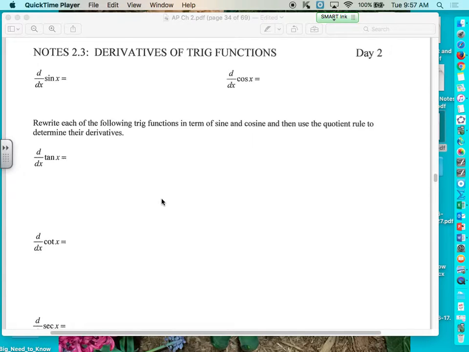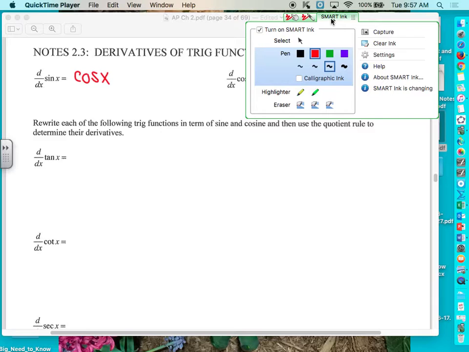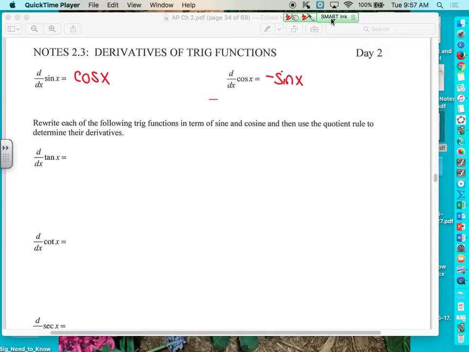So the second part of your notes for 2.3, we're going to look at the derivatives for the other trig functions. We only looked at derivatives for sines and cosines so far. And if you recall, the derivative for the sine was the cosine. And we went through that whole limit definition of the derivative to come up with that. And the derivative for cosine was negative sine. So now that we know those two, and now that we know quotient rule, we can find the derivative of the other four trig functions.